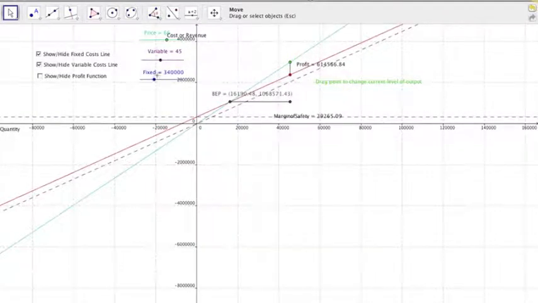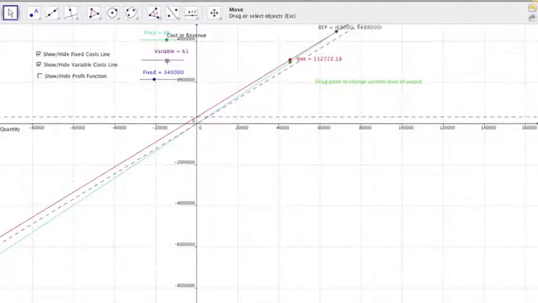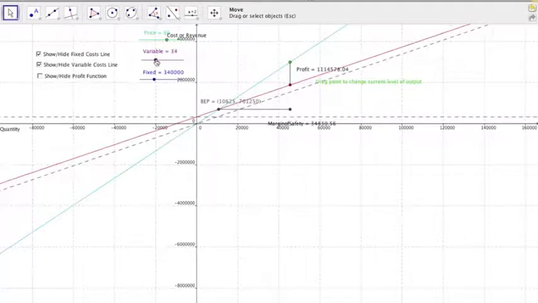Change in average variable costs. As the average variable cost increases, the break-even point moves more to the right, the margin of safety decreases, or there might not even be a margin of safety at this point, and the profit decreases and possibly becomes a loss. Also, the total cost line becomes steeper. As the average variable cost decreases, the break-even point moves more to the left, the margin of safety increases, and the profit increases or loss decreases. Also, the total cost line becomes more flat.